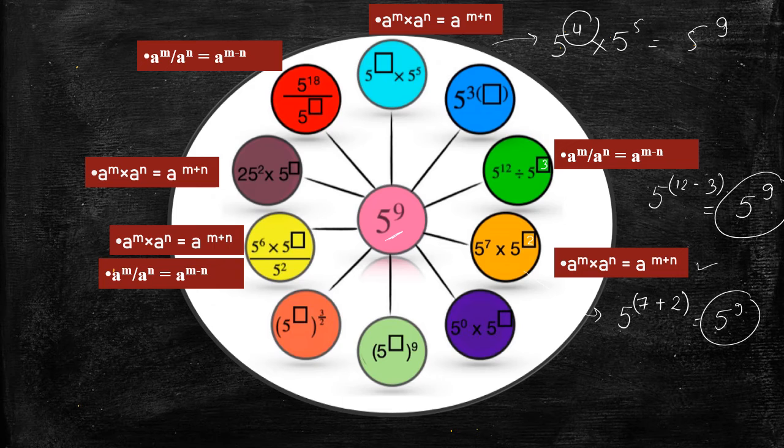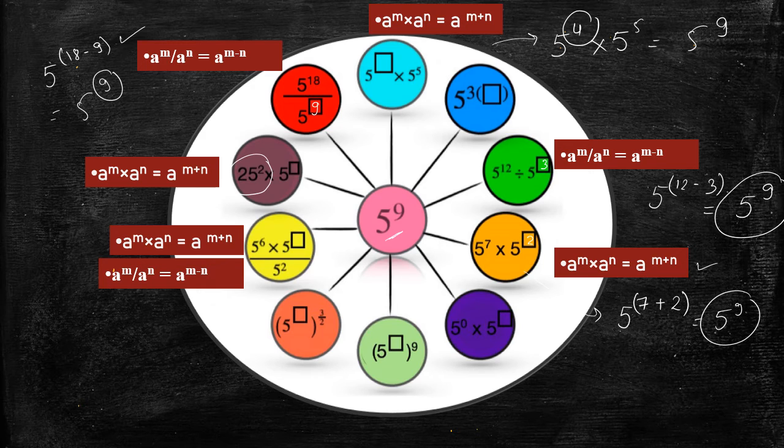Now, let's check out this. 5 raised to the power 18 divided by 5 raised to the power something, so as to get 5 raised to the power 9. What can we subtract from 18? Yes, we can subtract 9 from 18 so as to get 5 raised to the power 9. So here our answer should be 9, right?